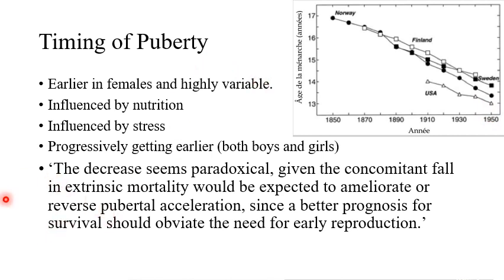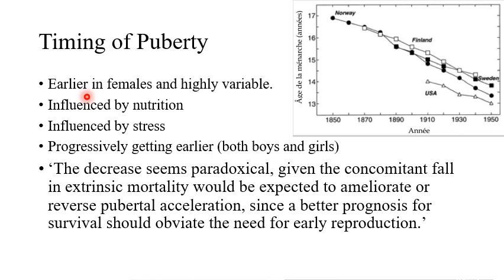This sentence right here, I had you guys reread this. "The decrease seems paradoxical given the concomitant fall in extrinsic mortality would be expected to ameliorate or reverse pubertal acceleration, since a better progression for survival should obviate the need for early reproduction." I want to pull out that passage because that could be one of the worst sentences I've ever read in the human language. It's excessively complicated, it's excessively wordy, and it's just not very clearly written. But this is actually a fairly important sentence to understand.